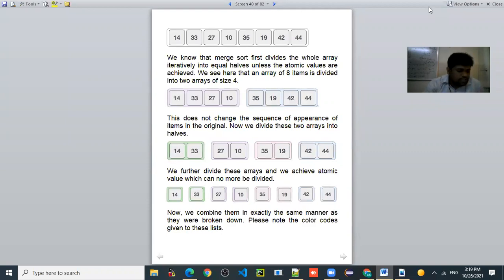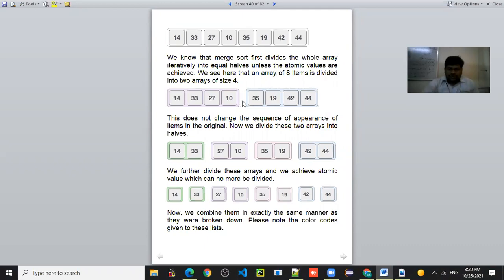Are we able to see the list? The list of elements is given here. How many elements are there? Eight elements. The first step of merge sort is to divide the whole array into two equal parts. With eight elements, after dividing the array, how many elements will you get in one part? Four elements.